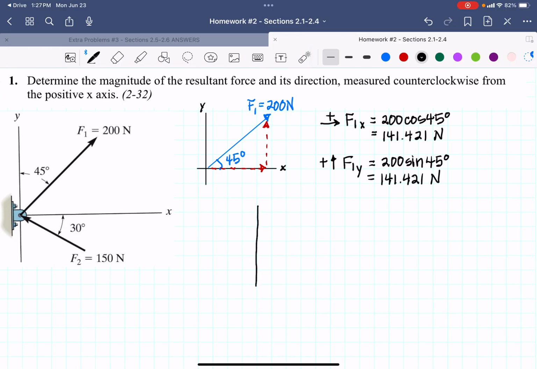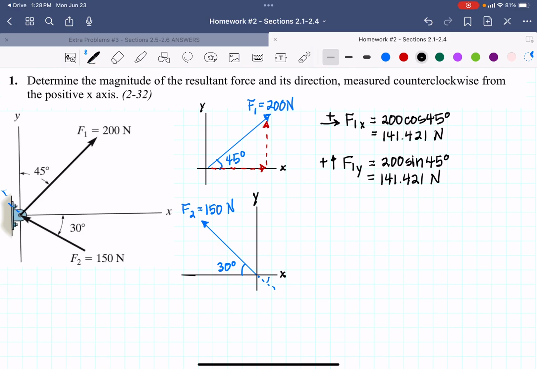But actually, if I'm going to draw force 2, I'm going to draw my axis like this. This is my x, this is my y, so we're actually in quadrant 2 for F2 because it's actually going this way. And they tell us that F2 is equal to 150 newtons. And since I moved the force this way, that means this angle is going to be the 30 degrees because the angle was down here. So this is the same angle.